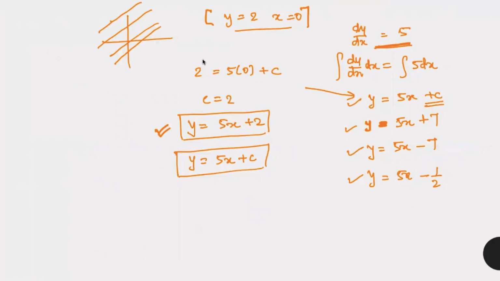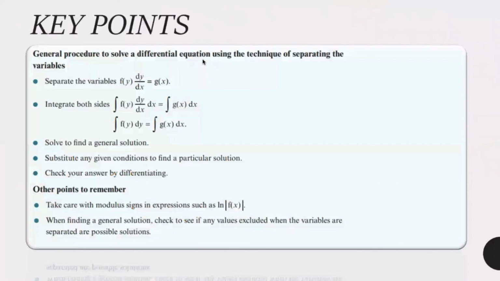We have also discussed the general and the particular solution. Now there are key points which you need to take care of. One, we have already discussed separating the variables. Now integrating both sides: not every time you have to write down this dx. This is just to make you understand that we are integrating both sides with respect to x. We have discussed how to find a general solution and substitute given conditions to find a particular solution. The general solution will give you a family of possibilities. The particular solution will be specific.